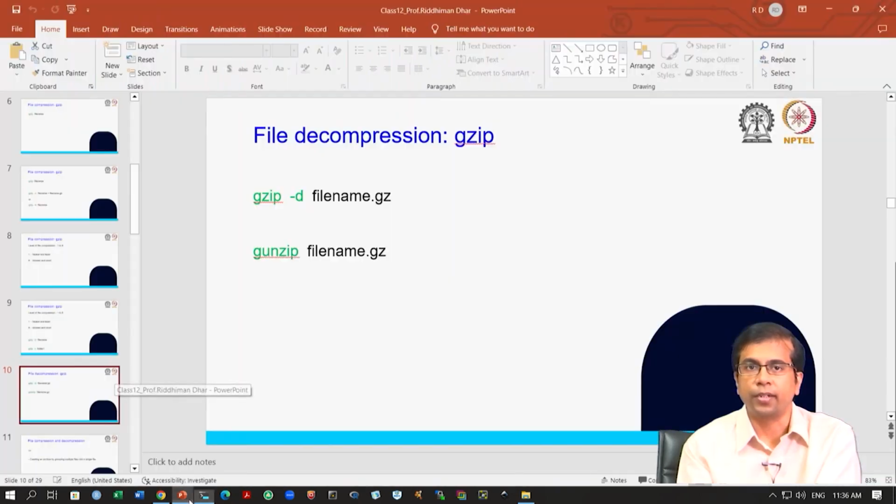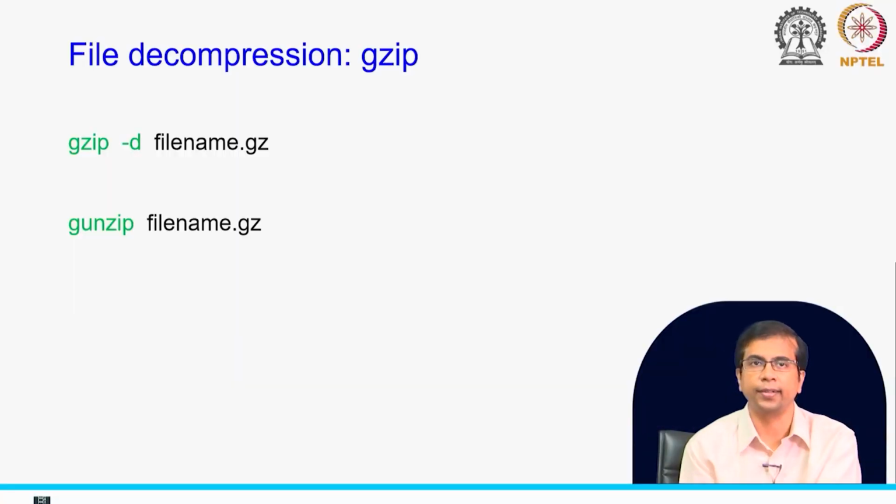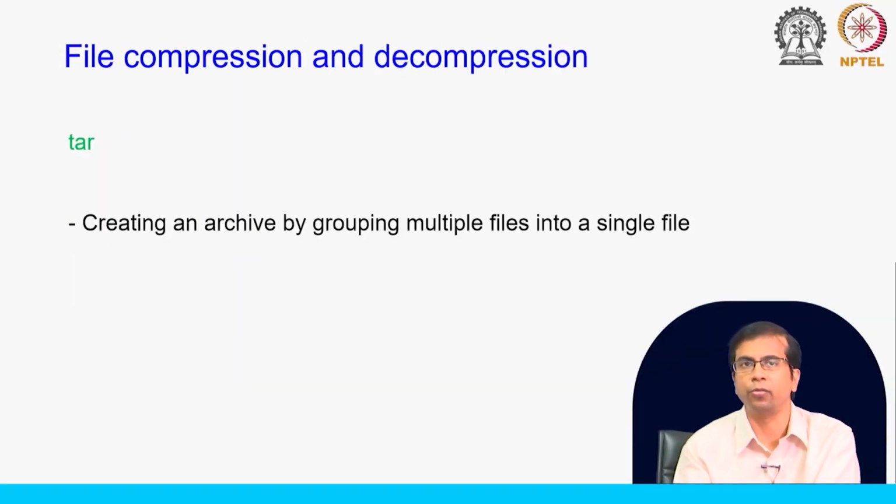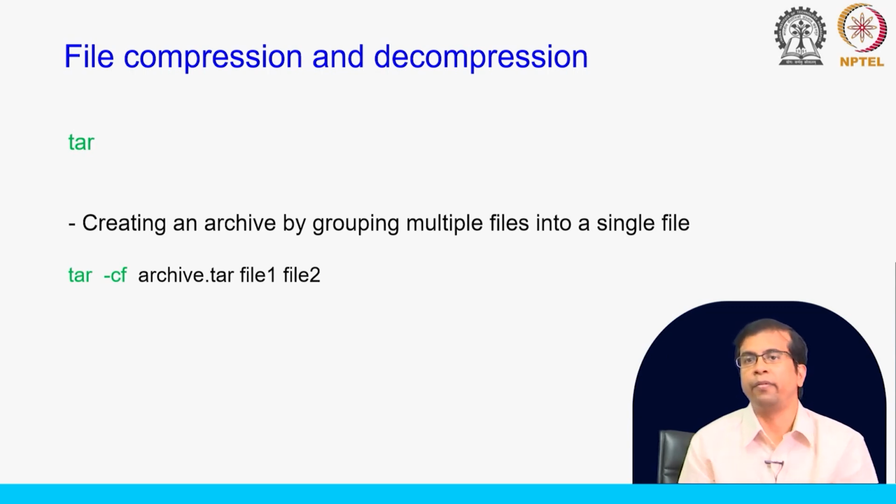So, let us move on to the next compression, that is also quite common in Linux systems, and you will see many software tools that will come with this compression. This is the command we use, it is called tar. What it does is it creates an archive by grouping multiple files into a single file. It is a really elaborate command, it has a lot of options and you can control a lot of things.